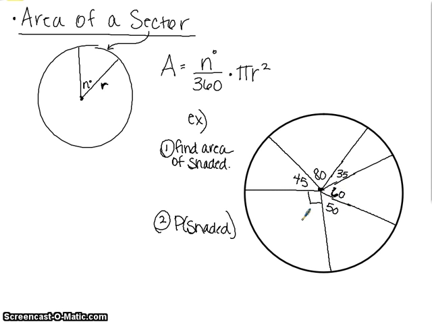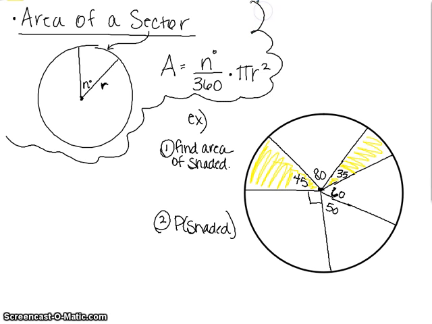That's a 60. Okay, and the shaded part is this one and this one. Okay, so let's figure out the area of the shaded region. So this one, it has two sectors in it. So we're going to use our formula, only we're going to take the total degrees of those sectors. So we have a 45 and we have a 35. Okay, so when you add those together, you get a total of 80 degrees.